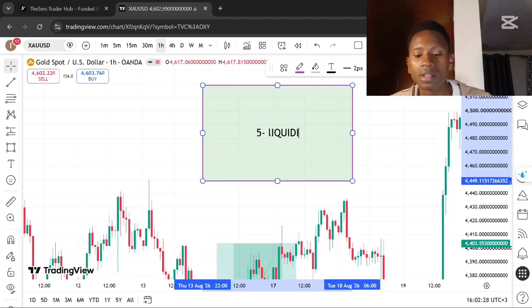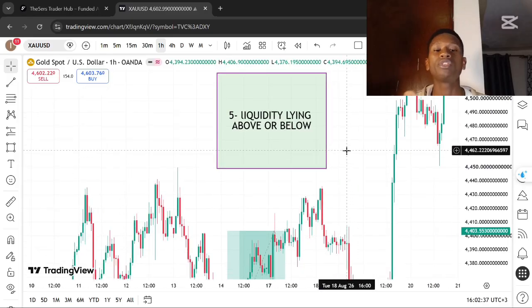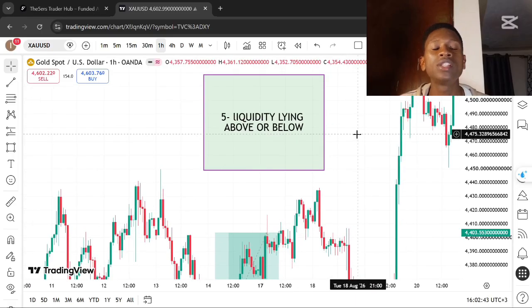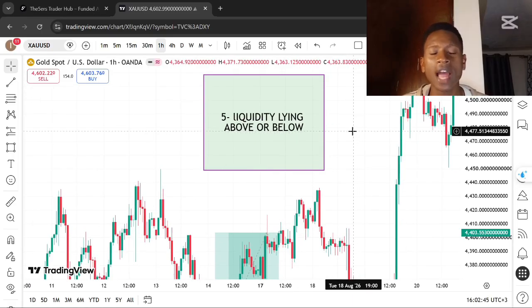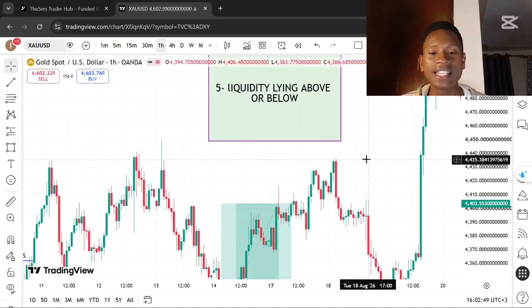Okay, liquidity lying above or below. There has to be liquidity lying above or below. This is very important. I had missed this out, but it's the fifth point that I want you to add. It's not too late. You just add it there.